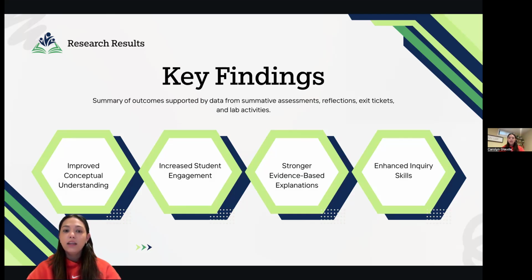I also found that it increased student engagement because they were able to have more of a hands-on lab experience than just learning from notes. It gave students stronger evidence-based explanations because they were able to be more reflective about the process and understand why things were happening. And it very much enhanced their inquiry skills as we moved to the state labs where they really needed to have those.